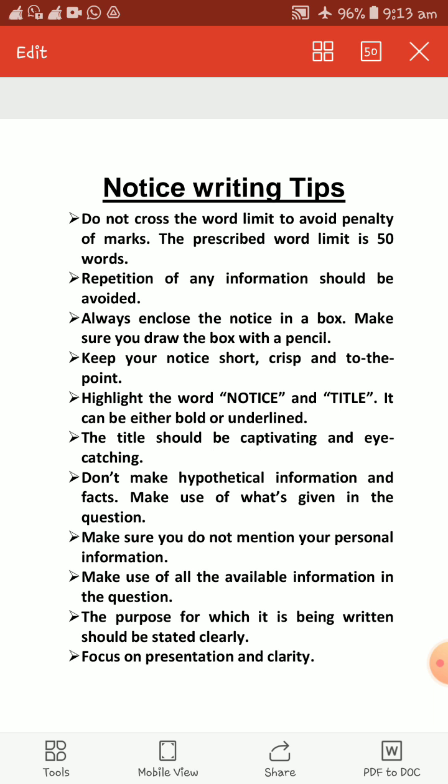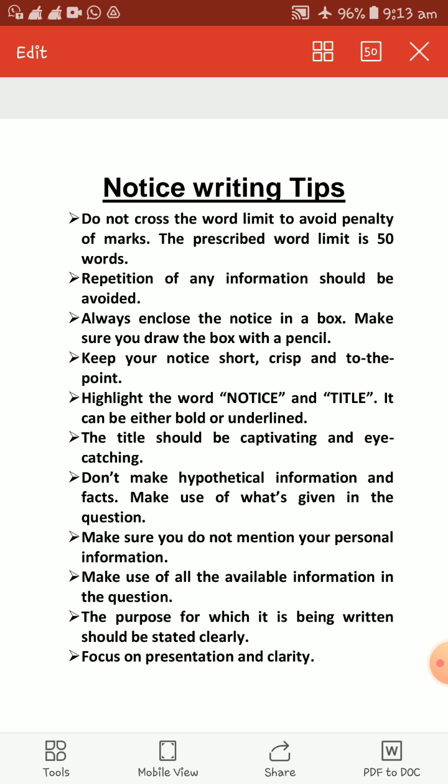Next important point that you have to remember in case of strategy while framing a notice is that you should not mention your personal information. No need to give any personal information. You have to make sure that you do not give any personal information as such.